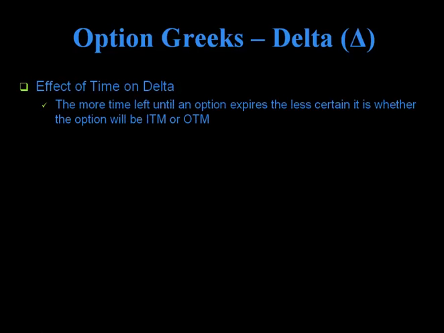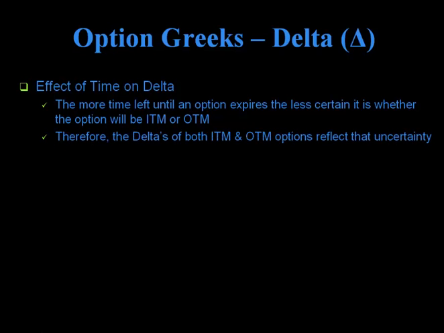Now, time does affect the delta. The more time left until an option expires really tells you the less certain it is whether that option will be in the money or out of the money. So what does that mean for delta? Well, that means the delta of both an in the money and out of the money options will reflect that uncertainty. So what do you think that's going to do to the delta?